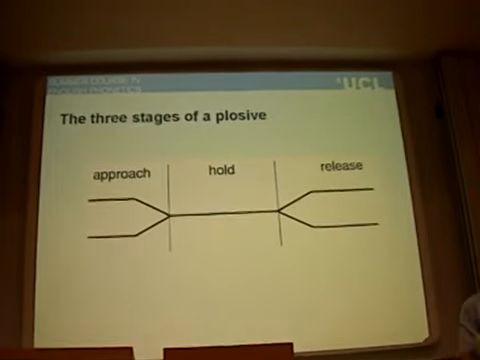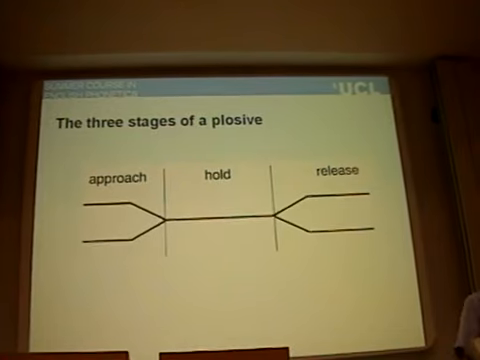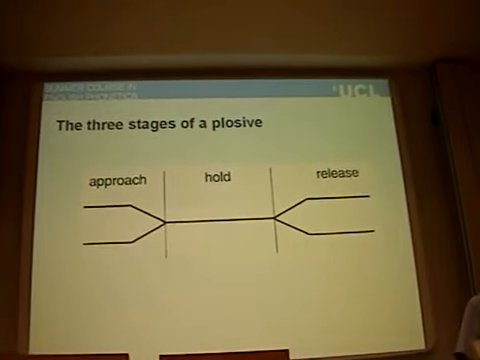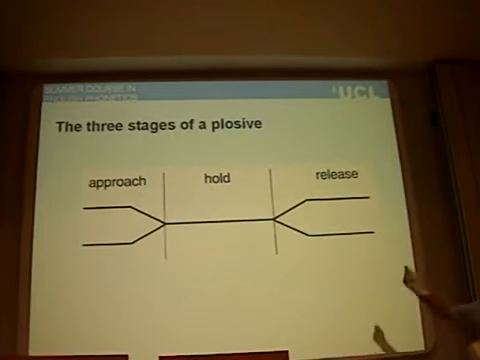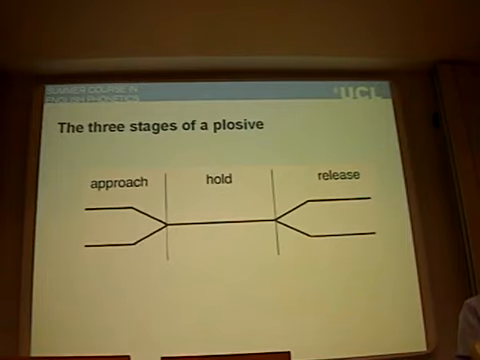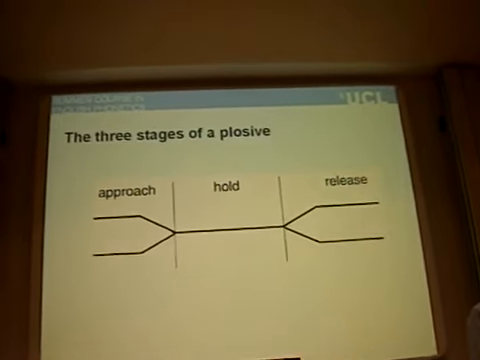Then there is a period during which they remain in contact. That's called the hold, the central part. And then they separate from one another. That's called the release, as the articulating organs move apart.